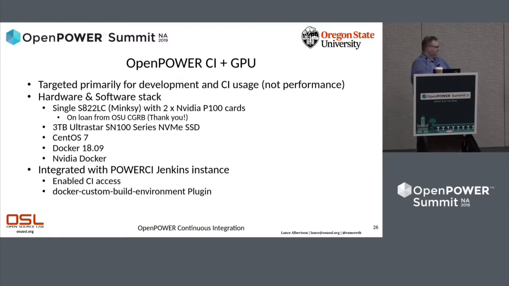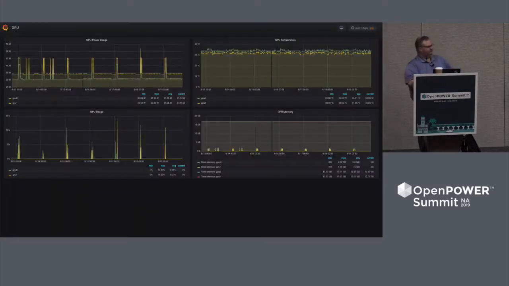This is the specific plugin that we use for projects to be able to use. Basically this node is a Jenkins slave, and when you go through Jenkins, you can say build this as a Docker image, and then we have a label set which goes to this node and it runs. Here's a graph that we have for showing the GPU usage on this machine.